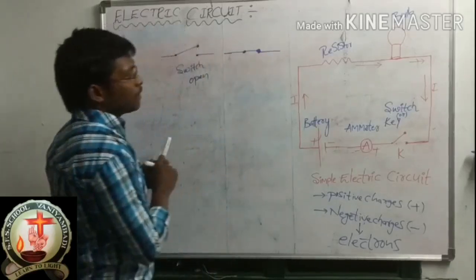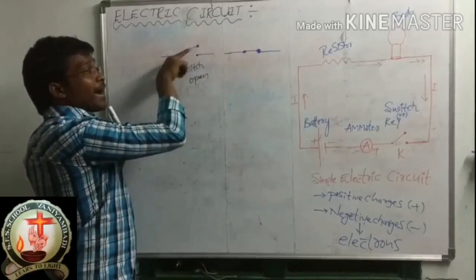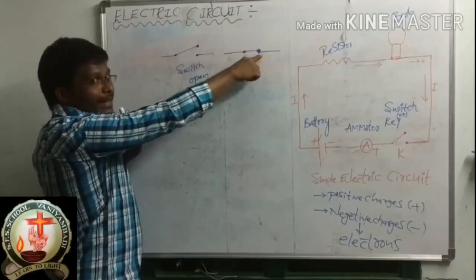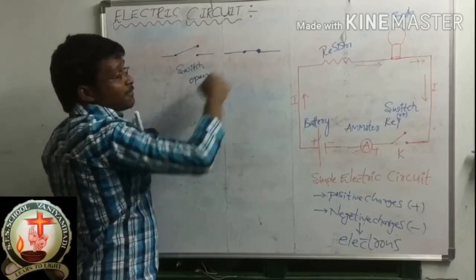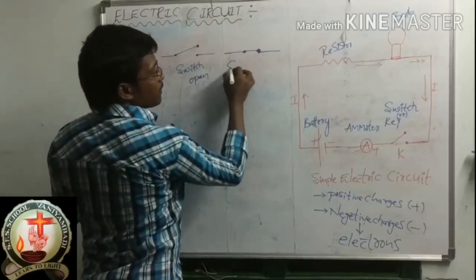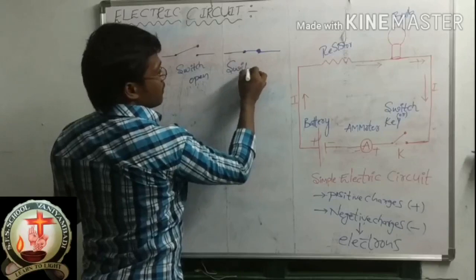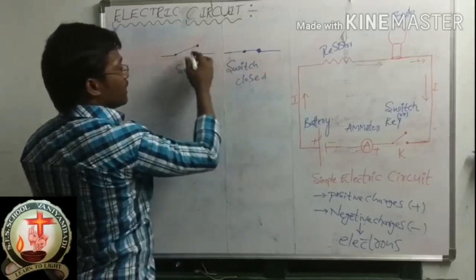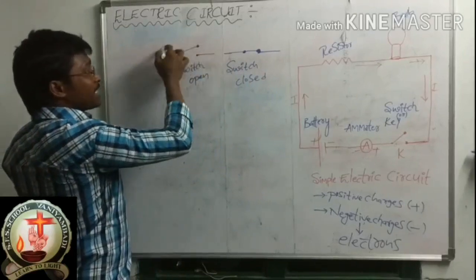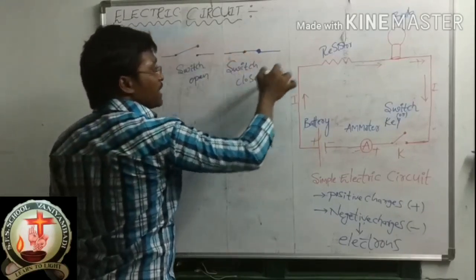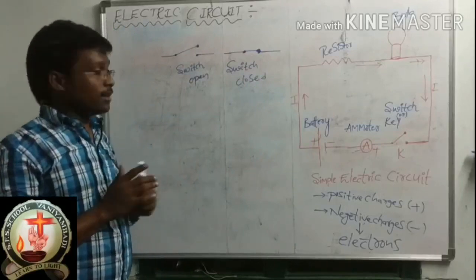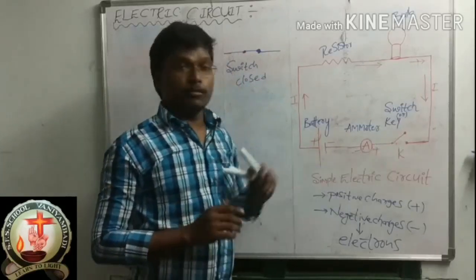And when the switch is like this, this cap has come down and is touching this other end. So in this condition the switch is closed. Here the switch is open. The symbol like this means switch is open. The symbol like this means switch is closed. Okay. This is the symbol. You can remember.